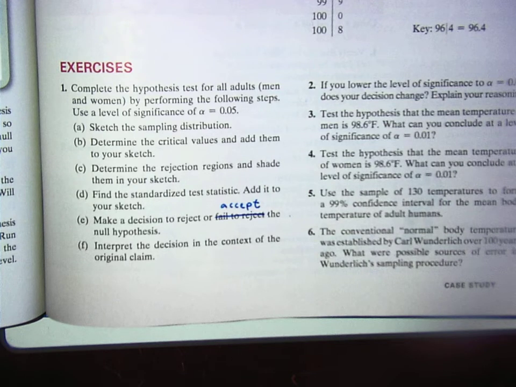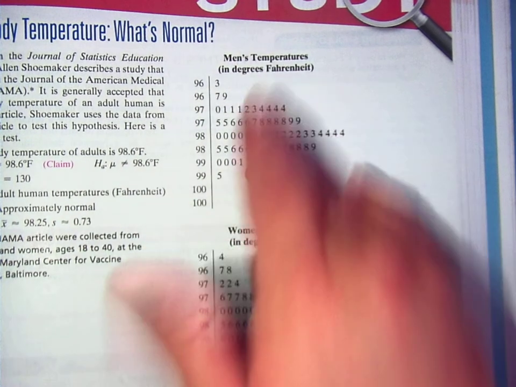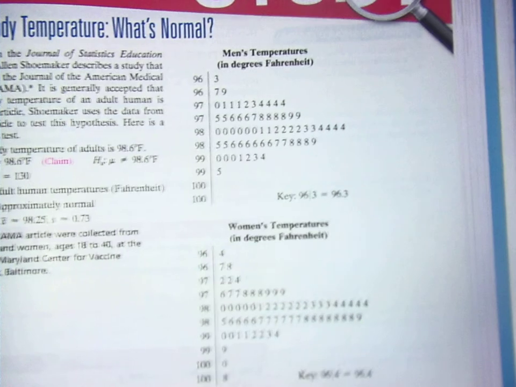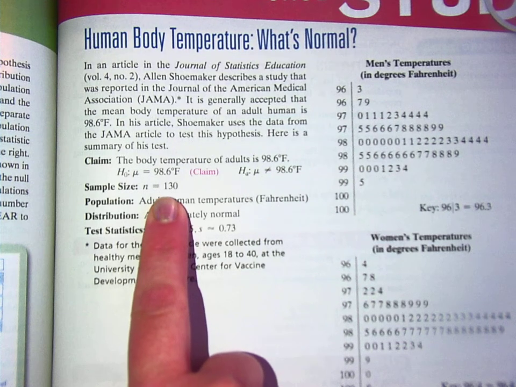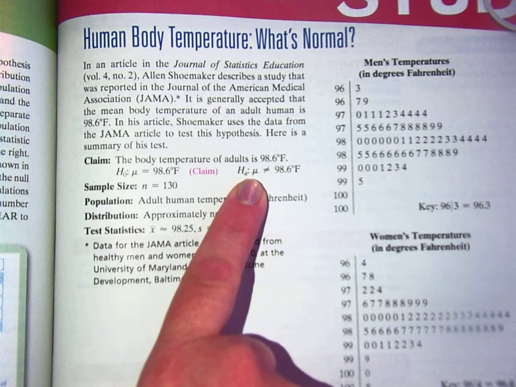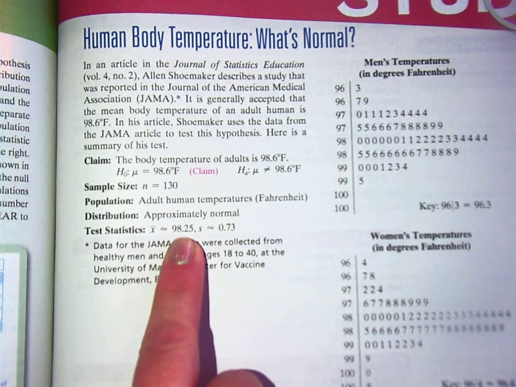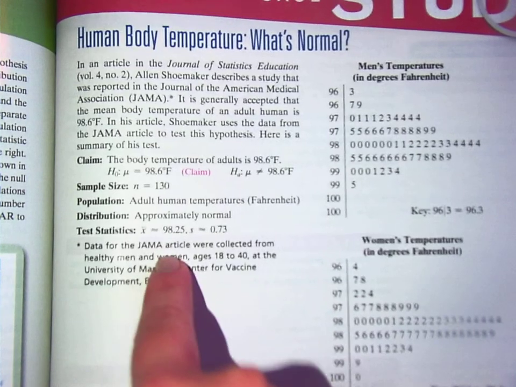So a few things. You are going to have to find data on your own, because if you look at this, here's the data. There's men here and women here. But on the first problem, when it's talking about everybody, everybody's stats are right here. So N is 130. Here's the claim right there, already set up. And there's your test statistics. There's your X bar, and there's your S. So if you were to put all of this data together, that would be the information.